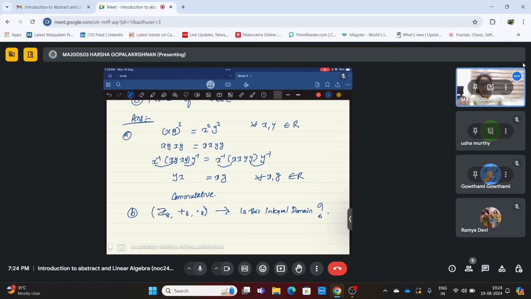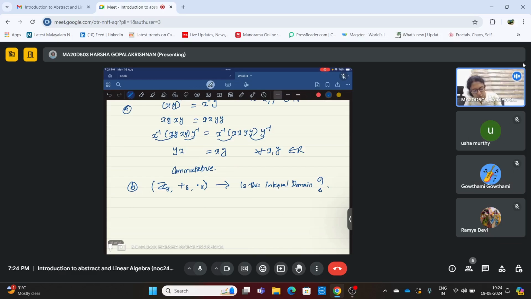So, for example, we can choose 2 and 4, right? 2 into 4 equal to 0 in Z8. Yeah, 2 into 4 equal to 8. So what we can say, it has a 0 divisor. 2 and 4 are 0 divisors of Z8. So it is not an integral domain.